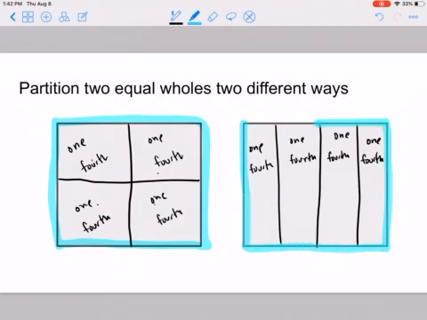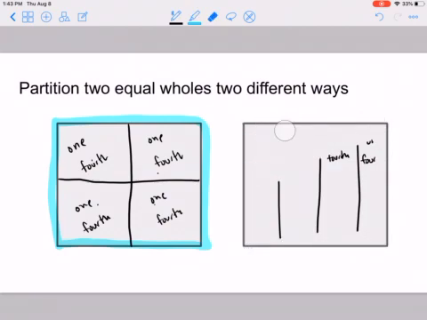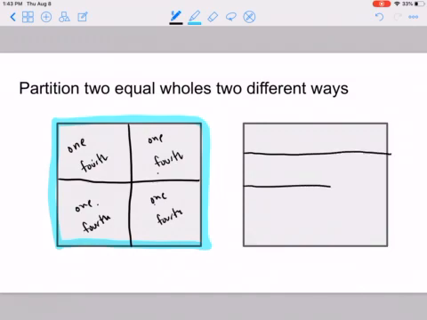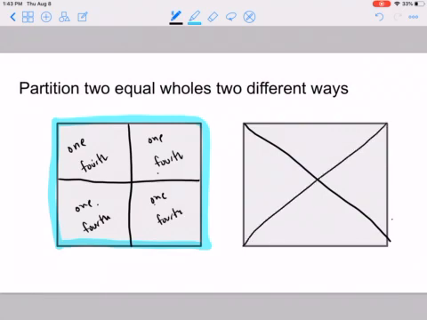Our blue wholes are the same. So there's the idea. We can partition two equal wholes in different ways. I can partition this one another way if I wanted to. I could do, let's see, it goes this way. So there's another way to represent fourths. We could go, let's see, we could do this. Those are fourths. We can partition a lot of different ways.